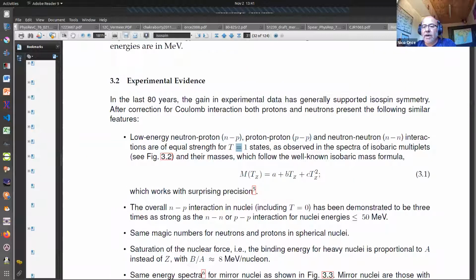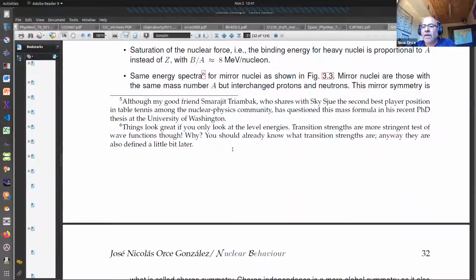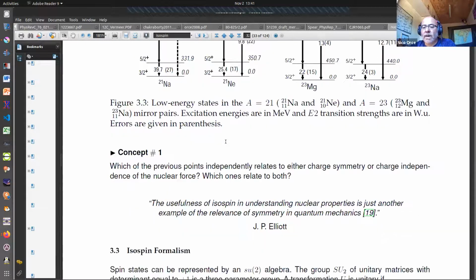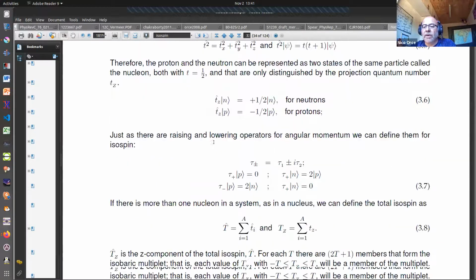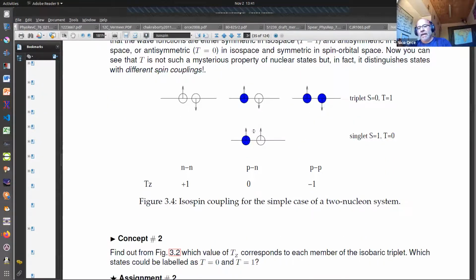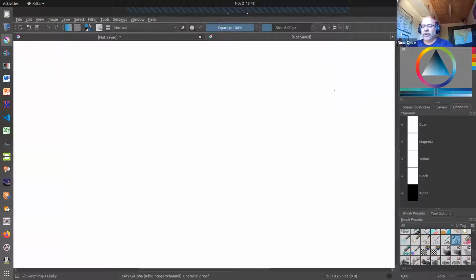Before we learn about this experimental evidence, we are actually going to learn what is T equal one and T equal zero. And for that, we are going to go directly to the concept. This is just formalism, I want you to go through that, but let's go to the concept here. And we're going to remember the idea of the deuteron. We have a deuteron-like structure, which is just two protons, two neutrons, or one proton and one neutron. We're going to have the possibility to have deuteron-like systems.